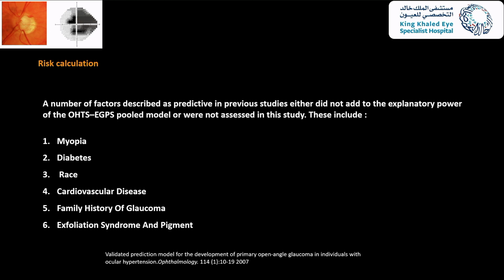Some factors described as predictive in previous studies either did not add explanatory power to the both studies or were not assessed in this study at all. This includes myopic patients, diabetes, race, cardiovascular disease, family history of glaucoma, exfoliation syndrome and pigmentary glaucoma.